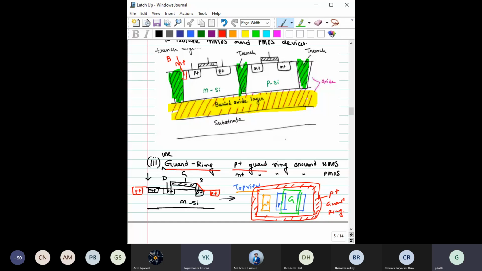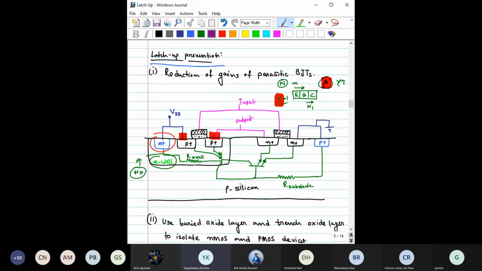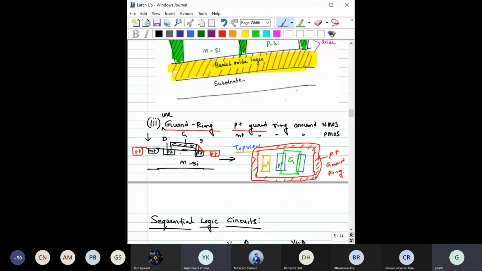Right? Have you understood? We are going to create this P plus region, which is called the guard ring region, around this. How does this guard ring help? Let's see. If this is the emitter, you can see from the previous one, these two would be the emitter. So if this is the emitter and it is injecting a hole, right?